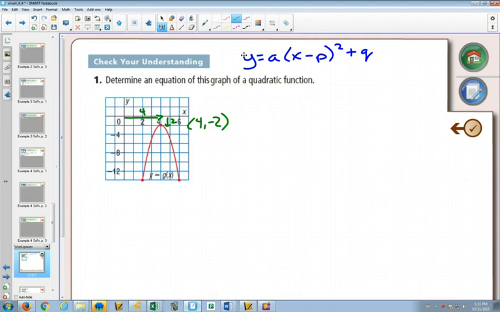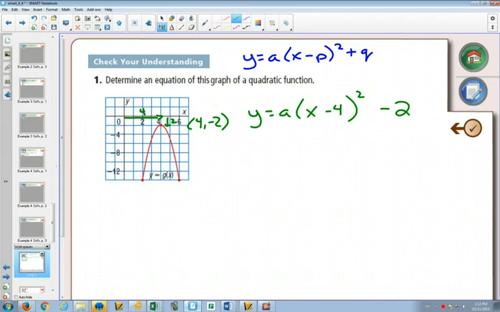How does that 4 to the right show up in our equation? That happened with something inside the brackets. If I wanted it to go 4 to the right, would it be plus 4 or minus 4? Minus 4. And if I wanted it to go 2 down, would it be plus 2 or minus 2 at the end? Minus 2. So we've almost come up with an equation just by knowing the vertex.